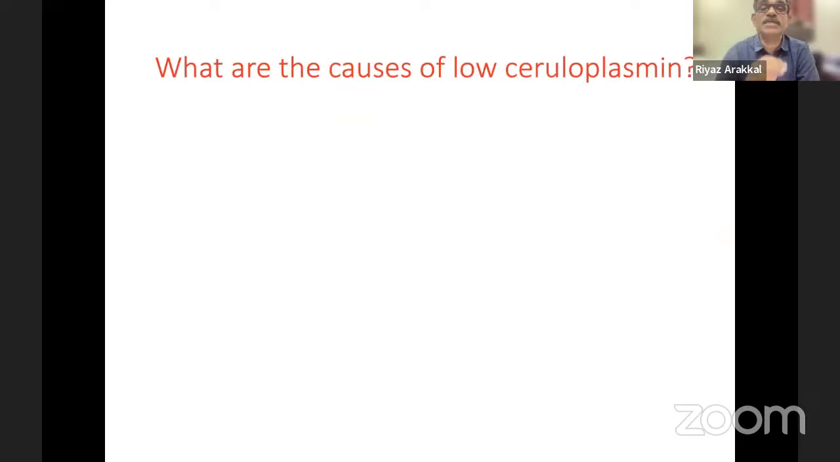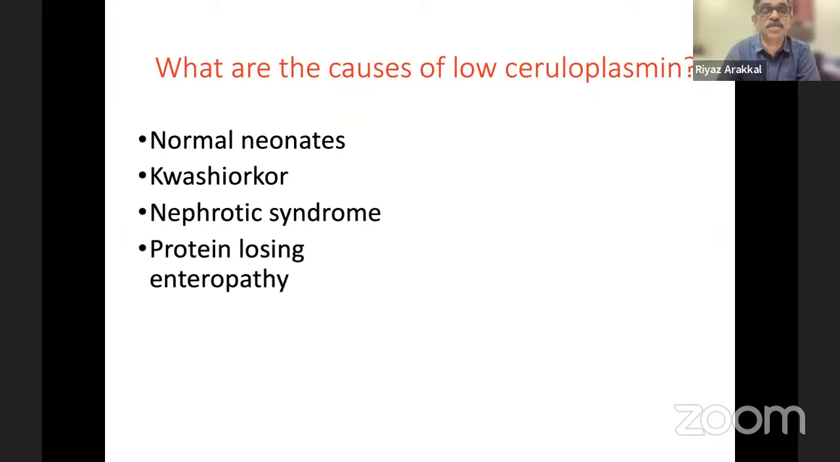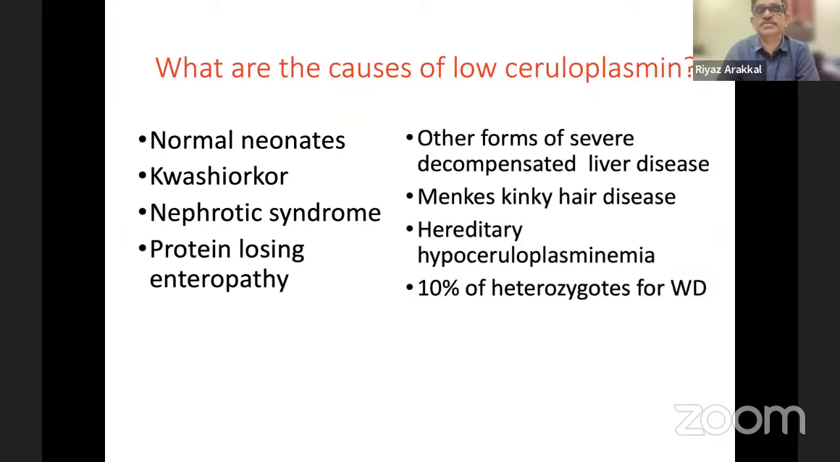What are the causes of low ceruloplasmin? Is it pathognomonic of Wilson disease? Remember that in a normal neonate, the ceruloplasmin will be low. In kwashiorkor, it is a plasma protein, and serum albumin is low. Similarly, serum ceruloplasmin may also be low. Nephrotic syndrome is another condition, and protein-losing enteropathy. So these are some of the other causes of low ceruloplasmin, along with Menkes kinky hair disease, etc.